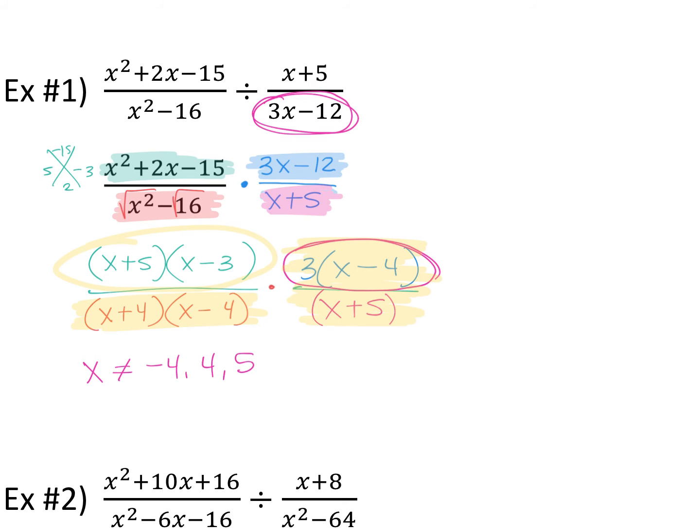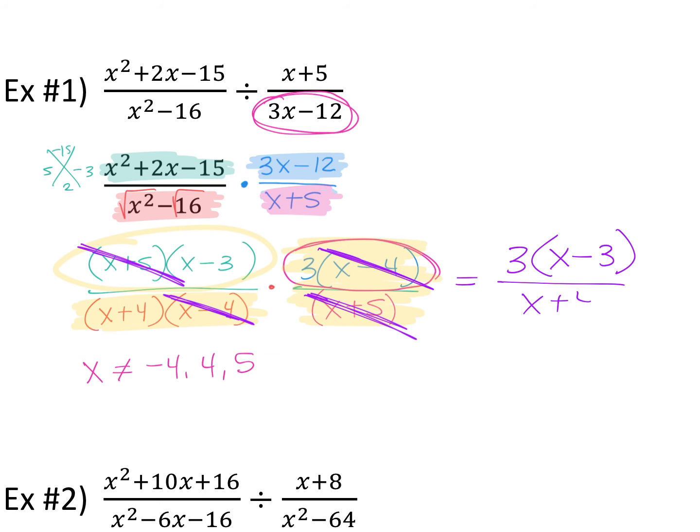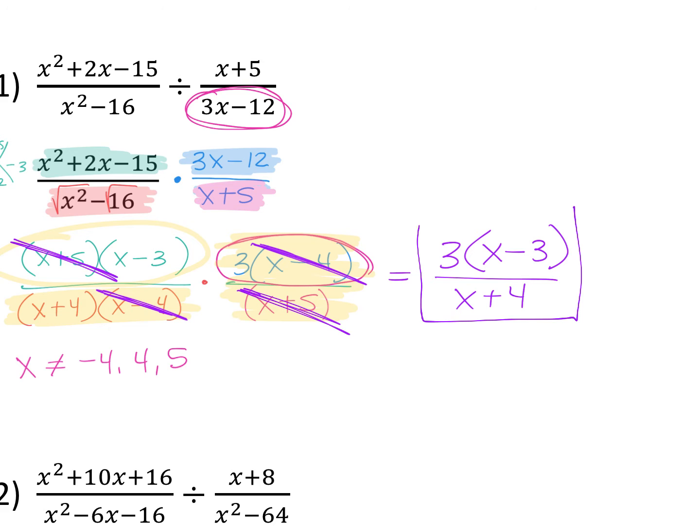Okay. Going back. X plus 5 and x plus 5 are going to go away, right? X minus 4 and x minus 4 are going to go away. So we are left with 3 times x minus 3 over x plus 4. So this is your answer with these restrictions. Questions on that? It's really not that much more difficult, right? It's just a matter of remembering to take the right restrictions and to flip that second fraction setup.